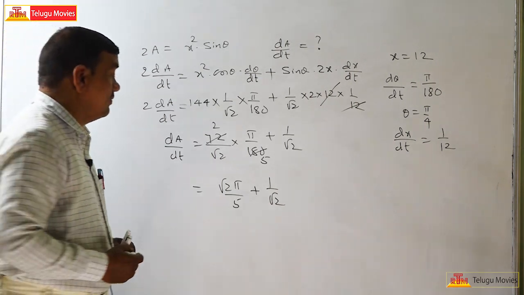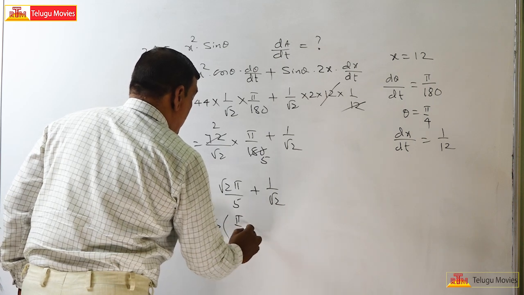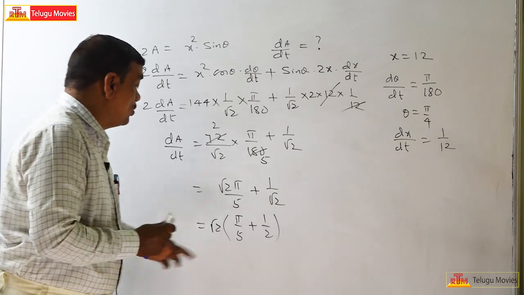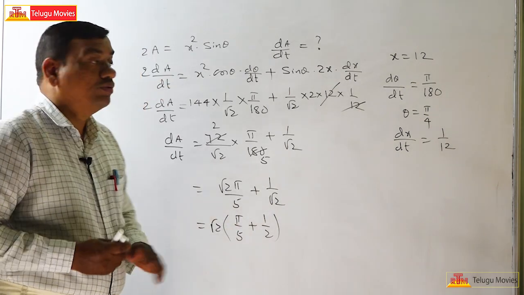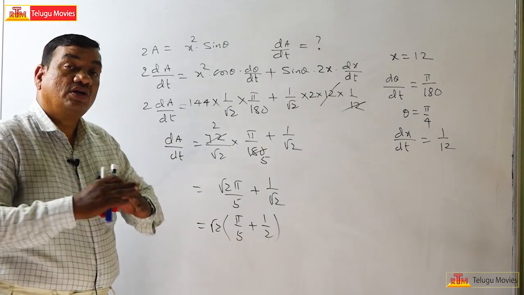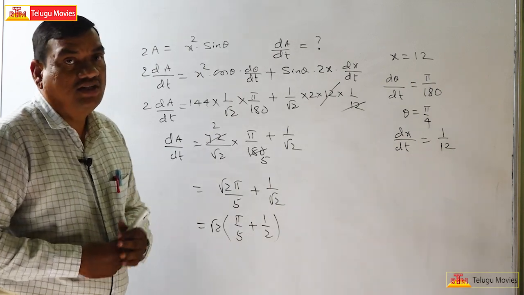Otherwise you can take root 2 common outside. If you take root 2 common outside, this is pi by 5 plus 1 by 2. Understand this? So root 2 into pi by 5 plus 1 by 2, that much is the rate of change of area when both x and theta change. Okay, so I hope that you understand this solution.